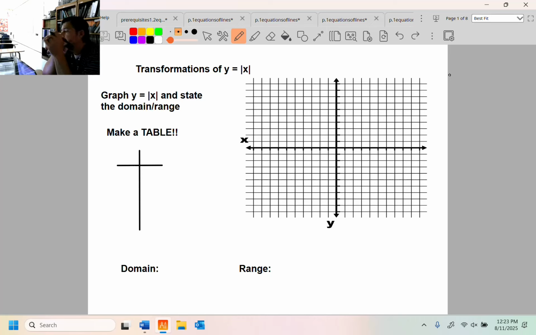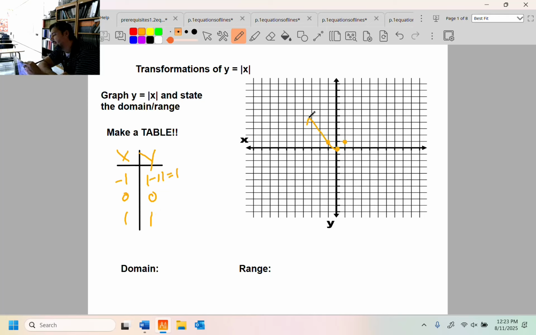make it quick. This is the transformations of y equals absolute value of x. And we're going to graph y equals absolute value of x and state the domain and range. That's where we'll start. We'll start by making a table. And I'm going to use the 3 points I always use, -1, 0, and 1. Now, the absolute value of -1 would be 1 because absolute value is the distance from 0. The absolute value of 0 is 0, and the absolute value of 1 is 1. So there's my 3 key points: -1, 1; 0, 0; and 1, 1.